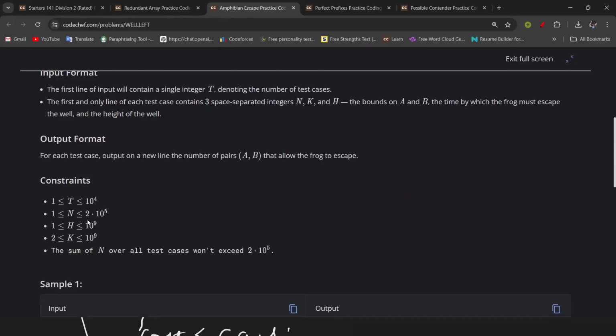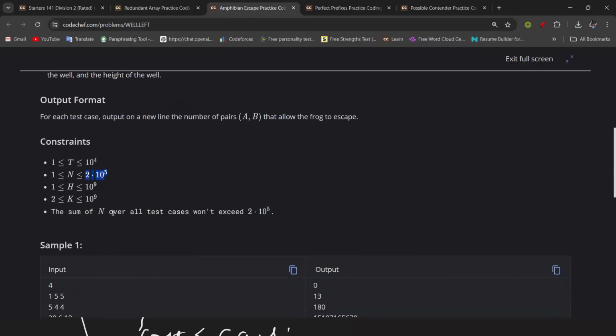So our constraint is n is in the range of 2e5. So A would be from 0 to n, B would be 0 to n. If you just brute force it and look at every pair of A and B that exists, it would be n into n. There would be n values of A and n values of B, so n square pairs would exist.